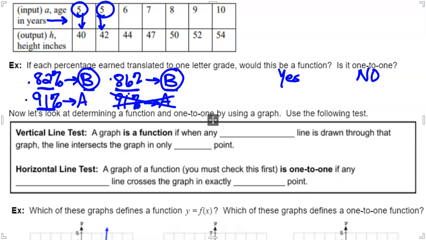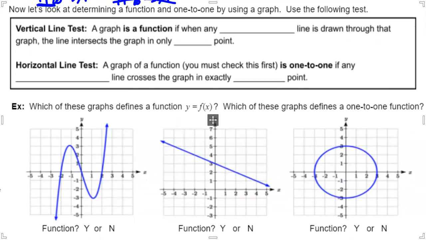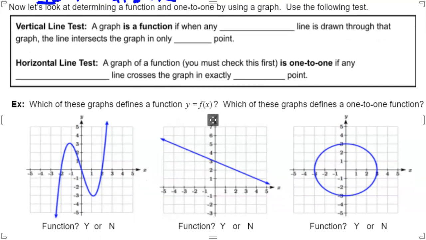Okay? Now, that's by looking at tables. What happens if we're given graphs? If we're given graphs, that means we can use 2 different tests to determine if a graph is a function. They're called the vertical line test and the horizontal line test. A graph is a function if, when any vertical line is drawn through that graph, the line intersects the graph in only one point. Therefore, also going the other direction of one-to-oneness, we can use the horizontal line test as well for that.